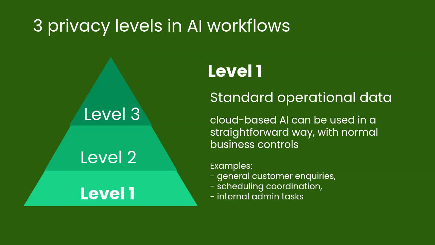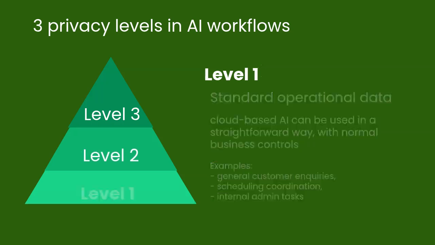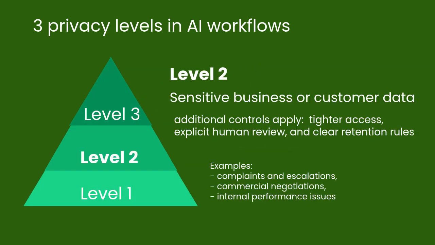So there are 3 common privacy levels in AI workflows. Level 1 is the standard operational data. For example, that could be general customer inquiries, scheduling coordination, internal admin tasks. Here, cloud-based AI can be used in a straightforward way with normal business controls. Second is sensitive business or customer data. Examples could include complaints and escalations, commercial negotiations, internal performance issues. Here, additional controls apply. Tighter access, explicit human review, clear retention rules.